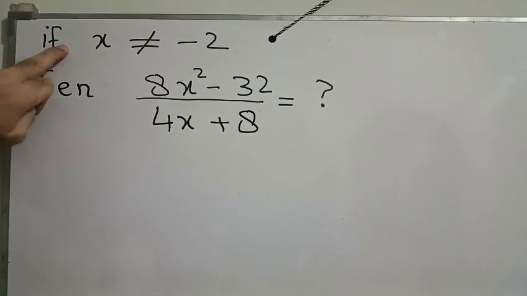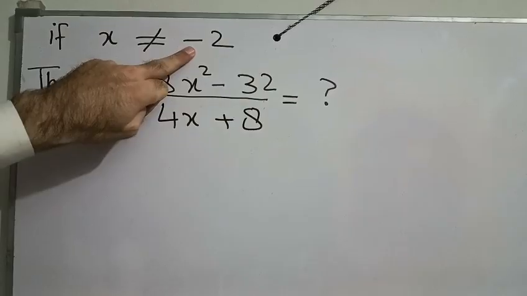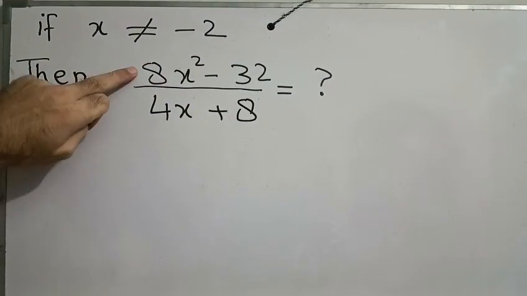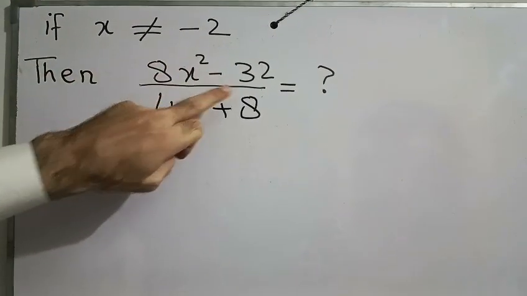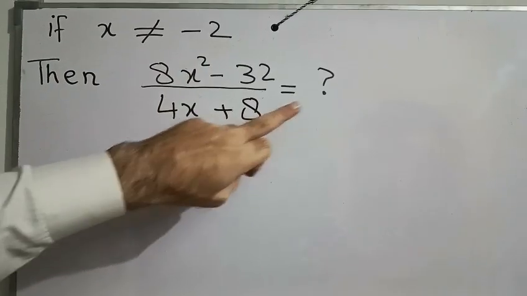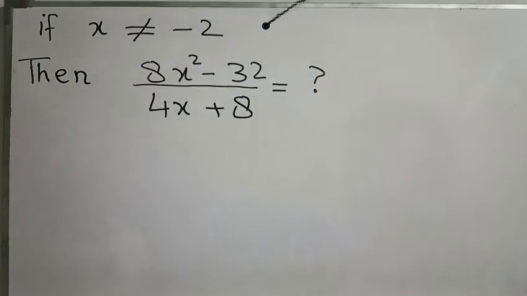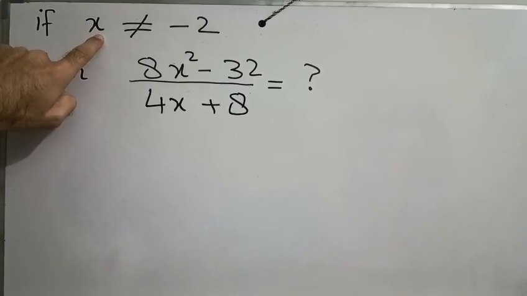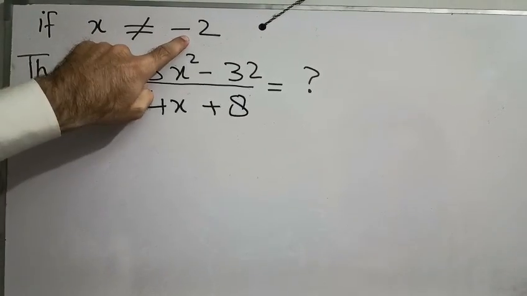We have this question: if x is not equal to minus 2, then (8x square minus 32) divided by (4x plus 8) equals what? So first of all, try to understand why x is not equal to minus 2.